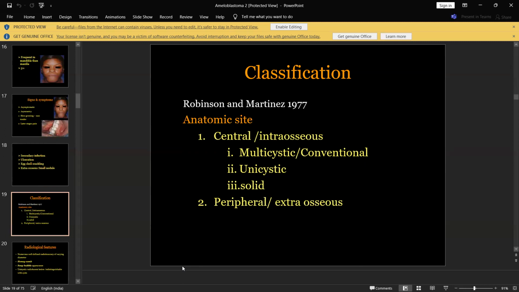So how is ameloblastoma classified? Regarding the anatomic site, you have central ameloblastoma as well as peripheral. Central ameloblastoma is also known as intraosseous, whereas the peripheral is known as extraosseous. Under central ameloblastoma, we have multicystic, unicystic, as well as solid. Multicystic goes by another name, conventional. Then you have unicystic ameloblastoma as well as solid ameloblastoma. In peripheral, extraosseous.